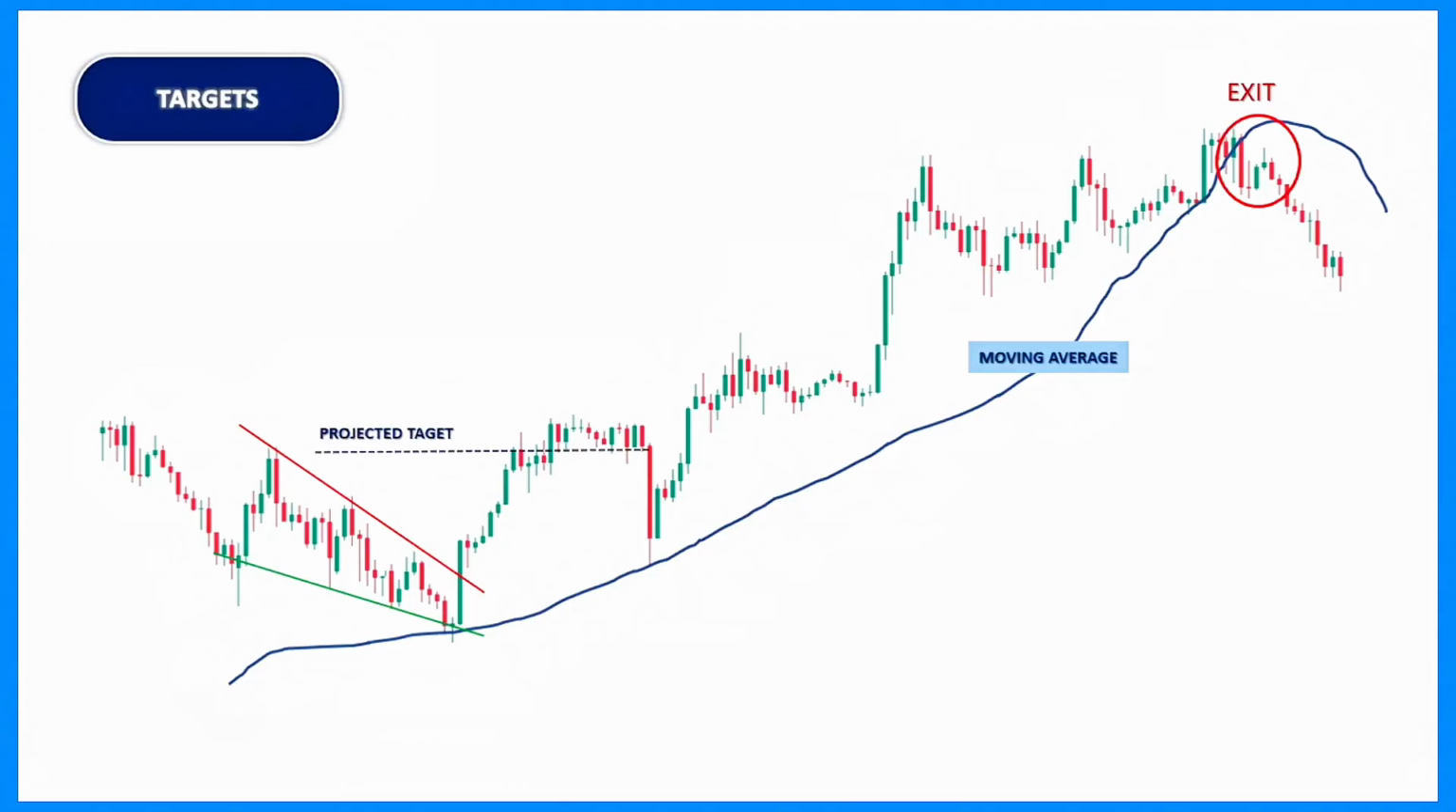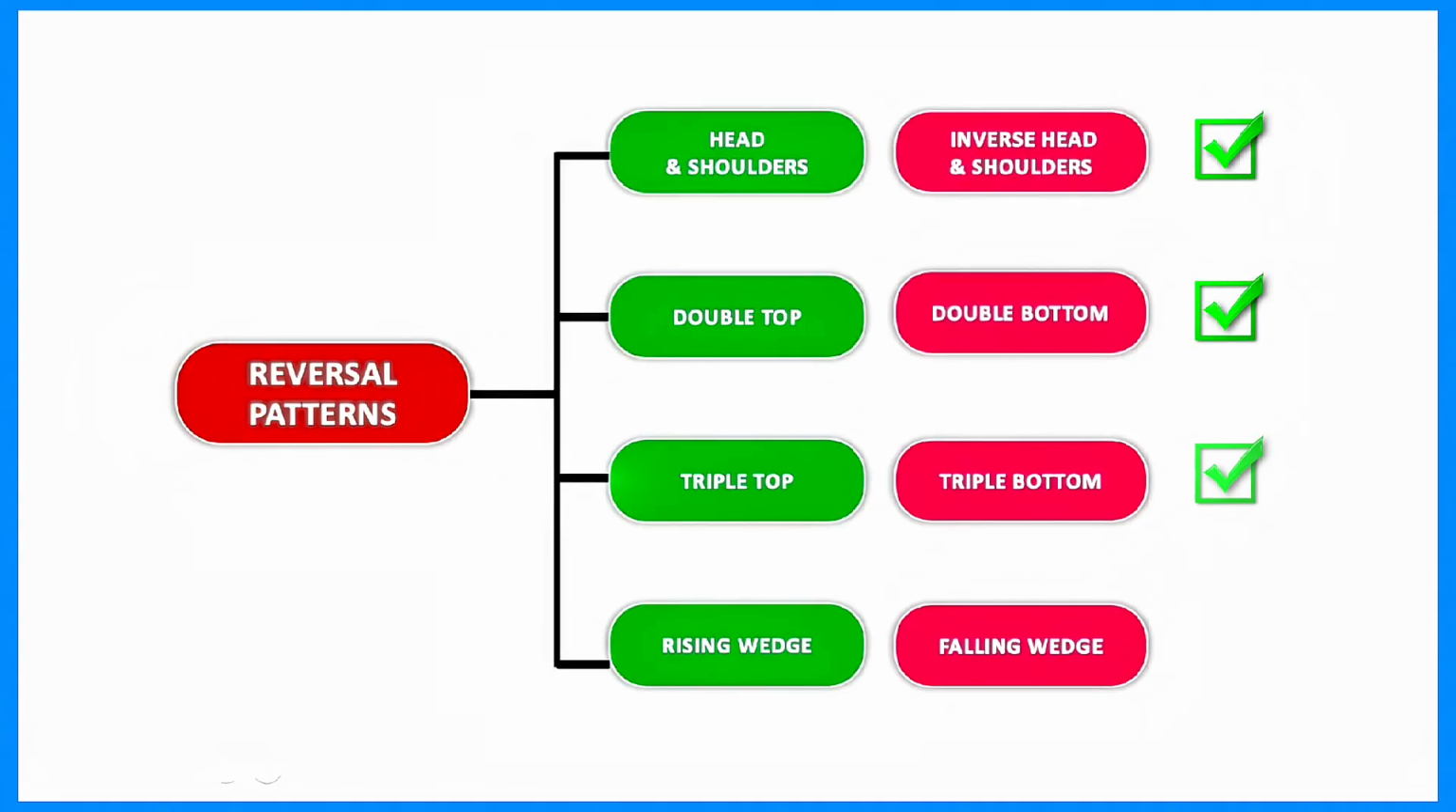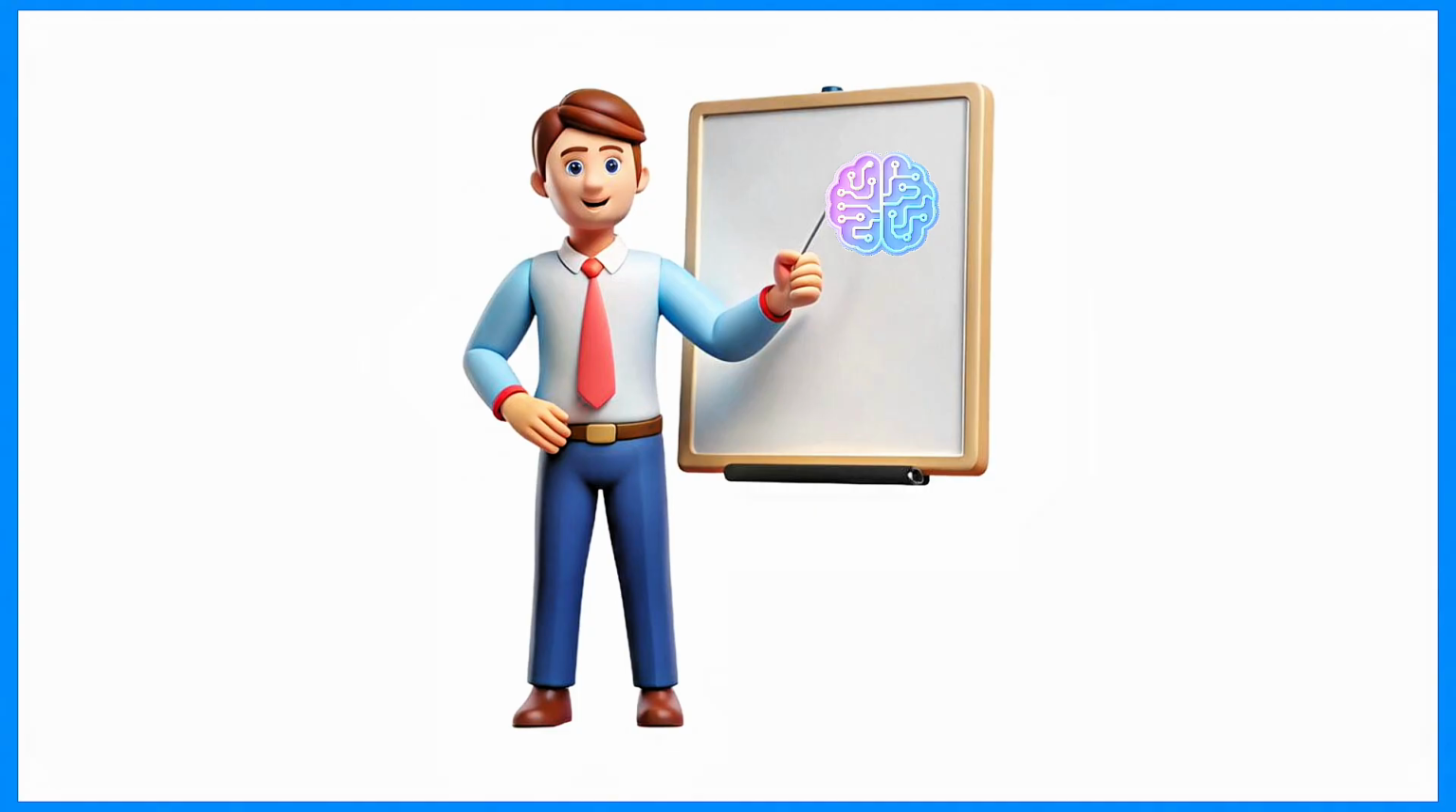Moreover, it's much better if you use a combination of these two methods so that you can gauge the potential of the move beforehand using the projection method, lock in part of your profits there, and then ride the rest of the position using the trailing stop loss method. This way, you protect your psychology and avoid potential losses due to reversals. Now that wraps up all the major reversal patterns in this series. I hope this video helps you clearly understand the logic behind each pattern.